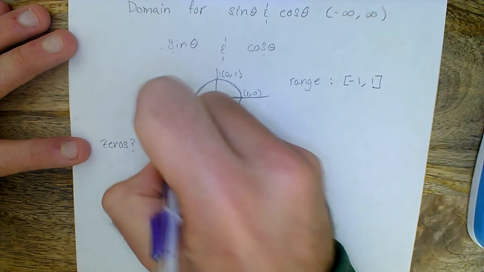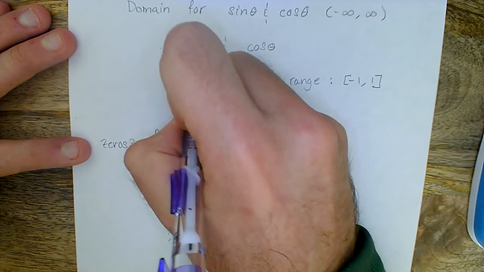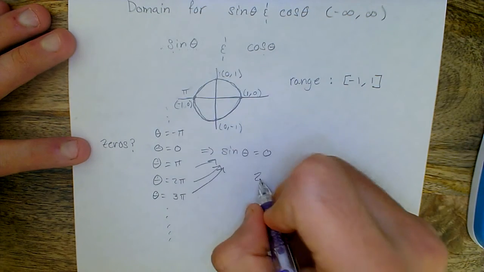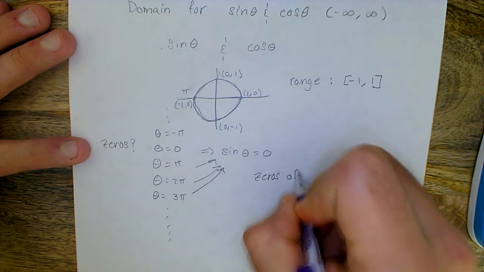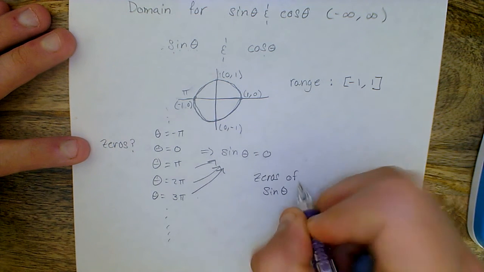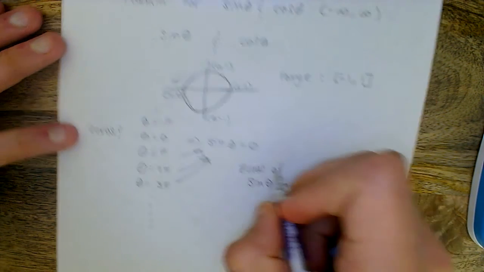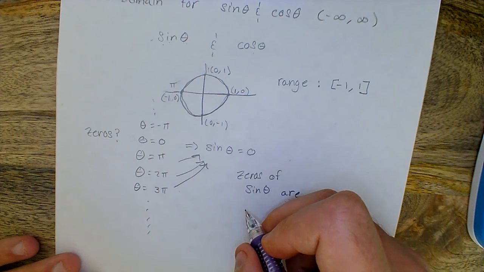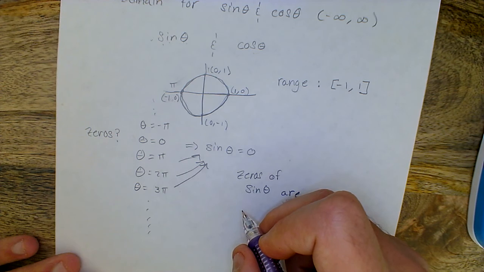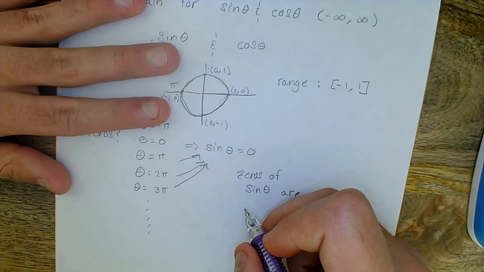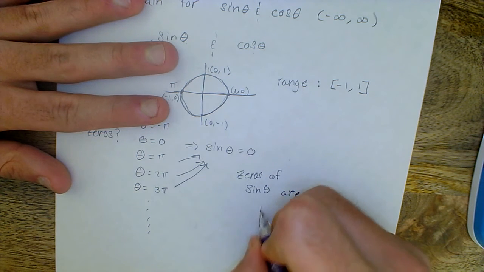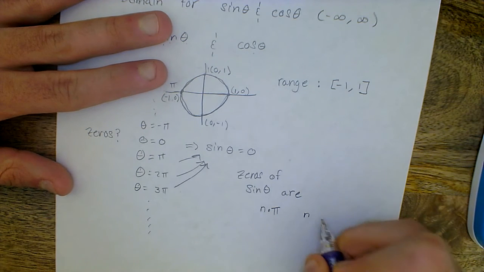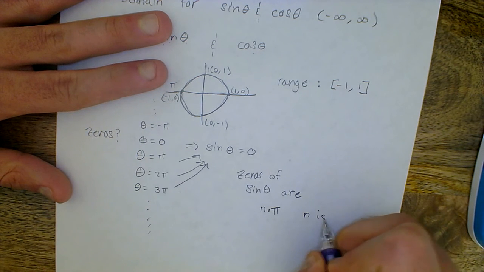And this goes on and on and on. In fact, it goes the other way too. What if I did negative pi? Well, that's up to here. And this goes on and on and on. So the zeros of sine theta are n times pi, where n is an integer.